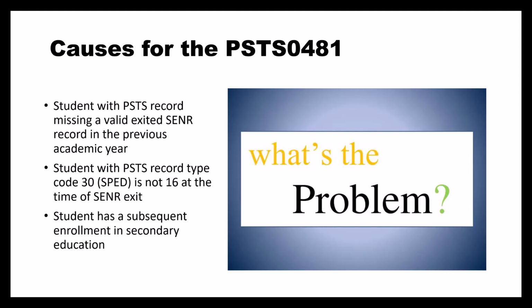Another cause may be the student with a PSTS record type code 30 special education is not 16 at the time of the SENR enrollment exit date. Lastly, the student has a subsequent enrollment record in secondary education. So the student was exited, the student was 16, however, the student was enrolled again for either transition services or continued to attain their high school diploma.